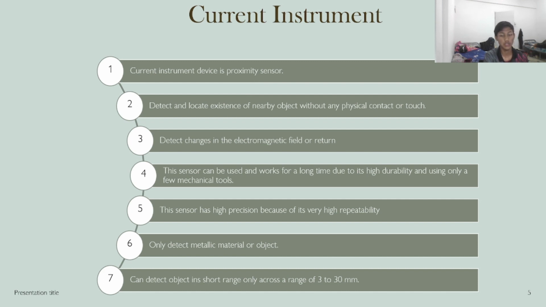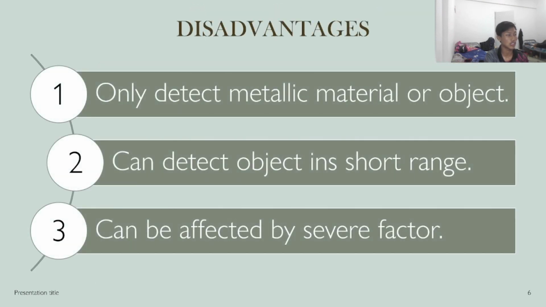This current instrument also has some disadvantages. First, it can only detect metallic material or objects, which means it detects only metal and ferrous objects. Second, it can detect objects only in short range, so if the object is in long range, it can't detect. Third, it can be affected by several factors, which are chemical reaction, temperature, and also water. That's all for me. Thank you.